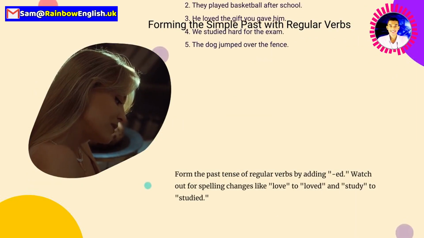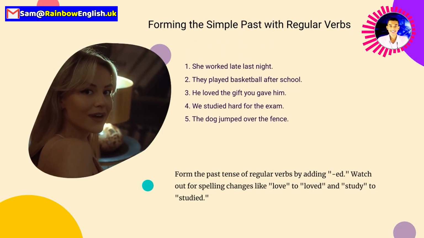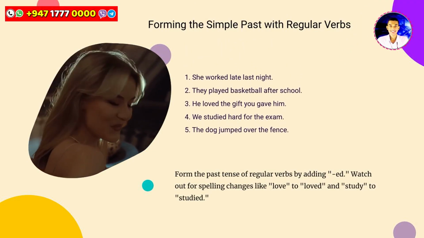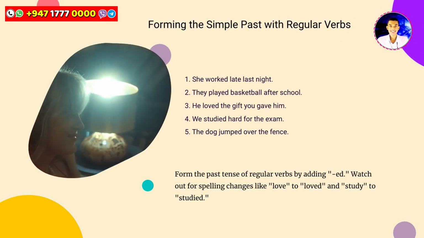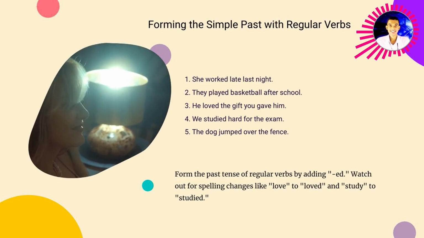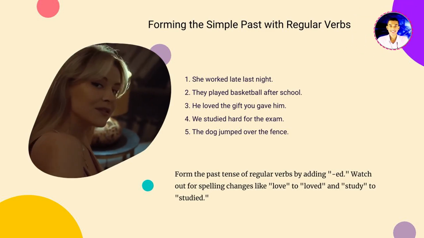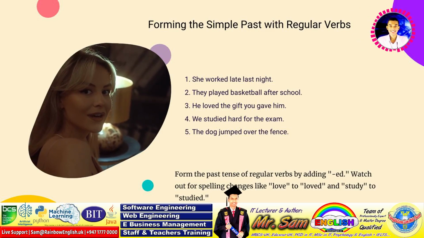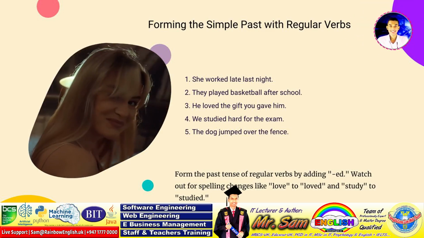Forming the simple past tense with regular verbs is straightforward. You simply add -ed to the base form of the verb. For example, work becomes worked and play becomes played. Be mindful of the spelling changes with verbs that end in E, where you just add D, like love to loved. Verbs ending in a consonant followed by Y change Y to I before adding -ed, like study to studied.